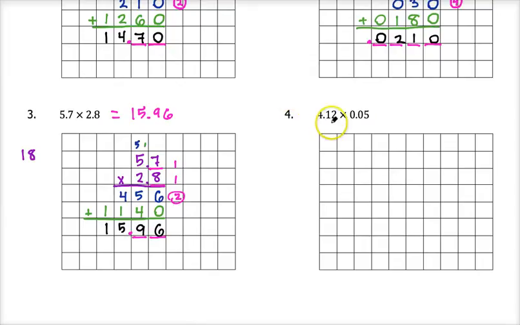Number 4, 4.12 times 0.05. 0.05 again is close to 0, so we're going to get a small number for this one. Probably smaller than 1.